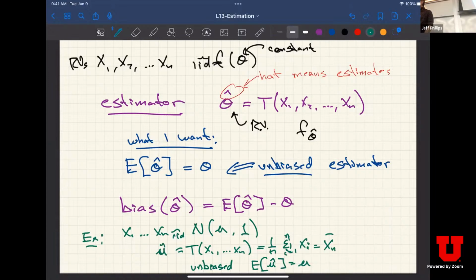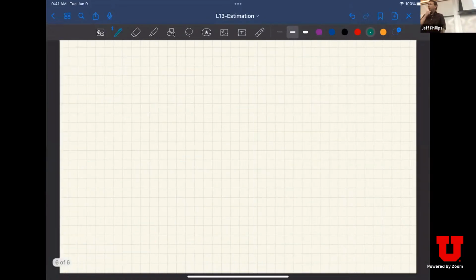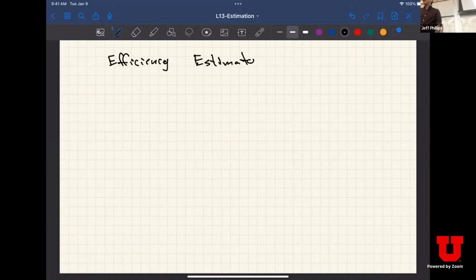Right. So the other thing I want to do is to talk about the efficiency of an estimator. And then we'll go and talk about an unbiased estimator for the variance. The efficiency of an estimator tells you something about how good the estimator is.